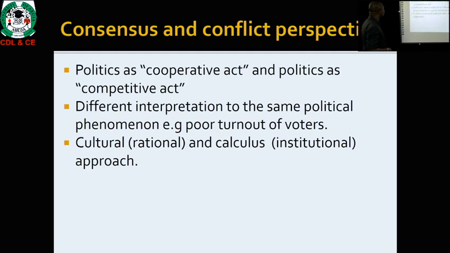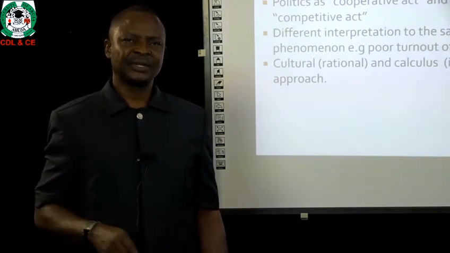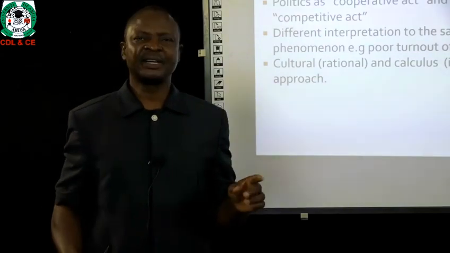Consensus and conflict perspective in contemporary political research. Politics as a comparative act, as against politics as a competitive act. Different interpretations of the same political phenomenon, e.g. poor turnout of voters. A political analyst may explain poor turnout of voters, for instance, from the angle that the government that is in power is doing very well, and that people did not turn out to vote because they are contented with the government that is there. Another analyst may look at the same phenomenon differently, that the poor turnout of voters or apathy is a result of loss of confidence in the electoral system, for instance. The same phenomenon, different perspective.